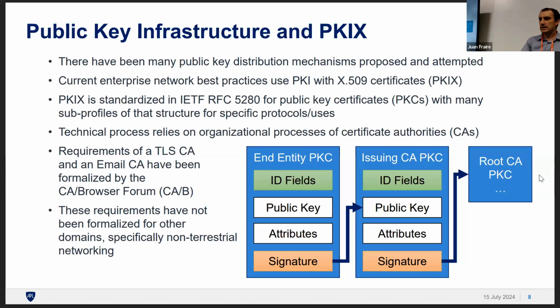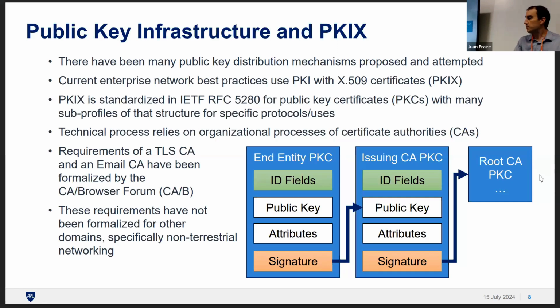This type of thing is really important because it constrains how CAs can operate, and it constrains how relying parties can use those CAs, so that everybody's in agreement about what things mean and how things operate. This is above and beyond the protocols themselves. In the DTN domain, or in non-terrestrial networking generally, these haven't been worked out in the same way as what the CA/Browser Forum did.